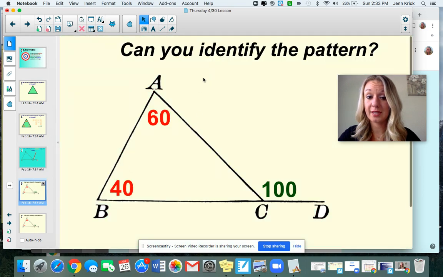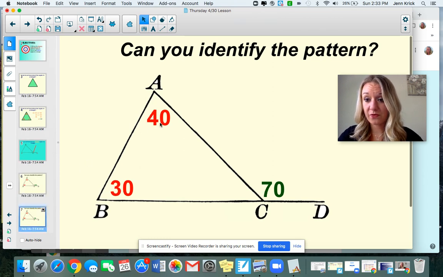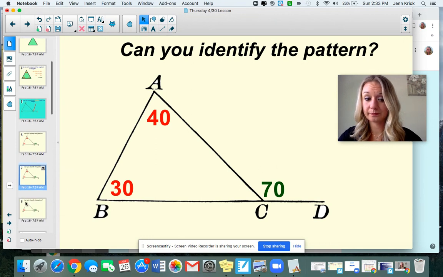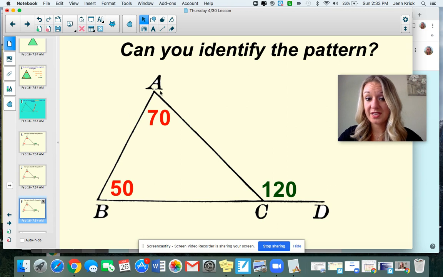So take a look at this image. You've got 40 and 60, and then you've got 100 for your exterior angle. You've got 30 and 40, and then you've got 70 for your outside angle. You've got 50 and 70, and then you have 120 for your outside exterior angle. Can you figure out the pattern? Can you see what's kind of happening here?